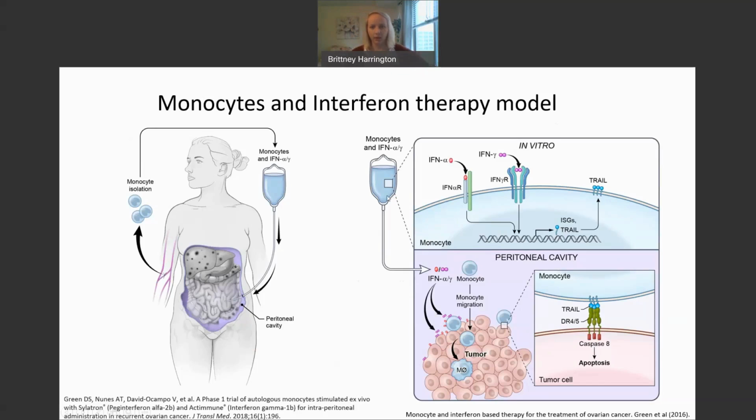And so the patient's monocytes stimulated with interferon alpha and gamma, they signal through their different receptors to cause the upregulation of TRAIL, which is like a death receptor pathway. So these interferon stimulated genes are expressed on the monocytes. When the monocytes are activated, they cause cell death in the tumors through this TRAIL and death receptor pathway, which I'm not going to go into, but basically you're activating these monocytes and directing them back into the site of the tumor.